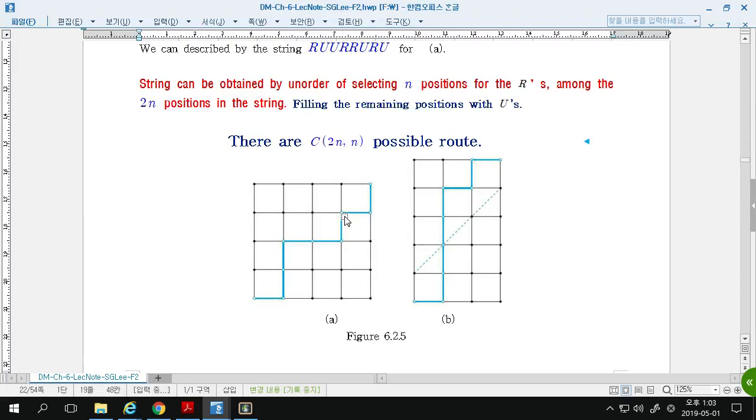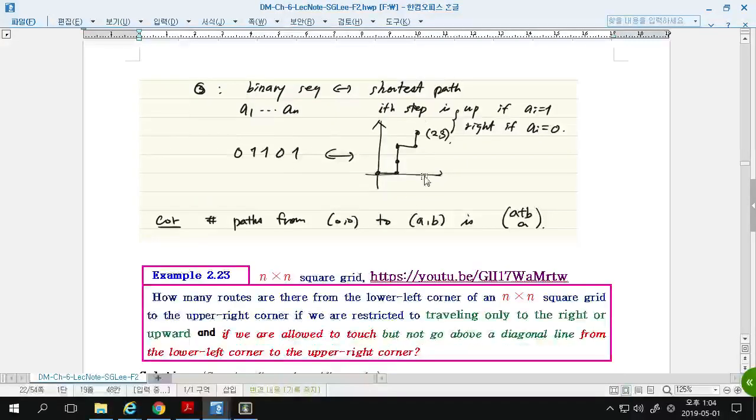Understand? This is the total number of ways to go from here to here: 2n choose n. Here, this simple route shows that a binary sequence has a one-to-one correspondence to the shortest path. Here, 1, 0, 0, 1, 1, 0, 1. Here, 0 means right and 1 means up. If you make a correspondence like this, then the ith step is up if a_i is equal to 1, and a right move if a_i is equal to 0. If you make that correspondence, then this gives us right, up, up, right, up. So this binary sequence gives a route from (0,0) to (2,3). Five steps are needed.